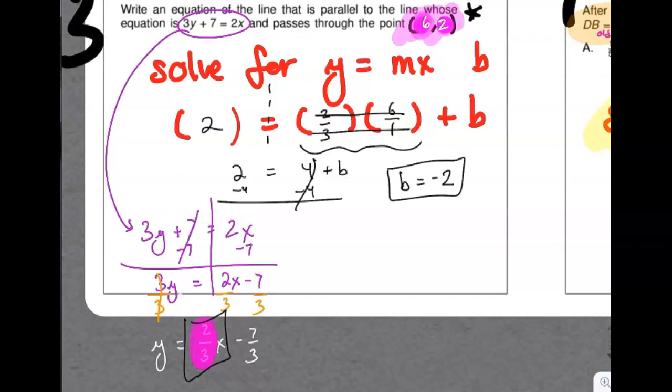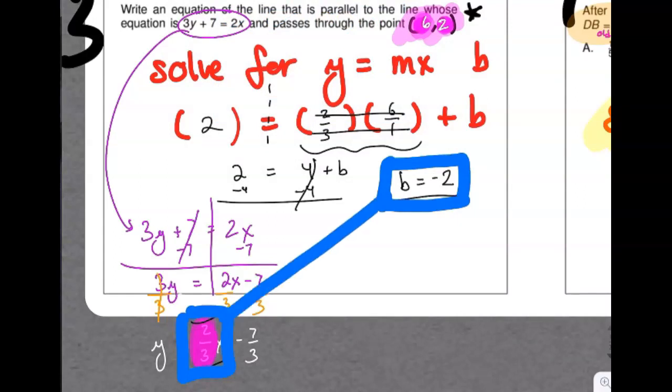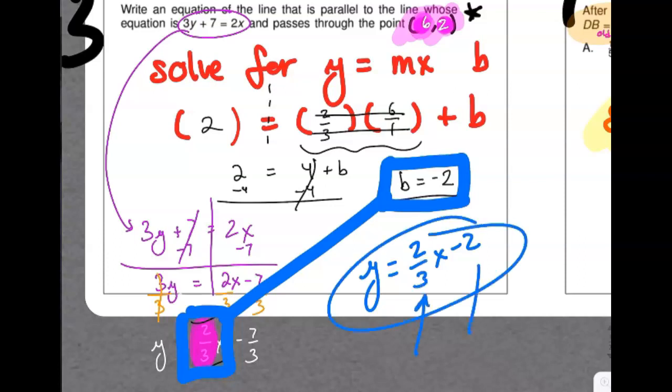So what I have now is a slope and a b. And if you use those two pieces of information, you can write the equation of a line. Slope, intercept.